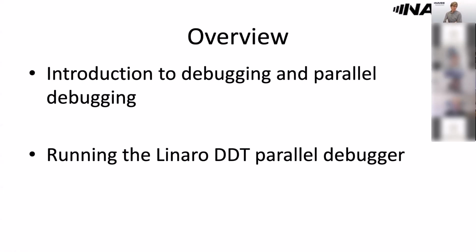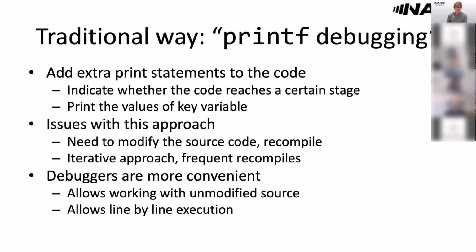So I will start with an introduction to debugging and parallel debugging. And then the second part is running the Linaro DDT parallel debugger. So the traditional way of debugging is commonly referred to as printf debugging. Printf is C, but I mean that in many contexts, in Fortran, in Python, whatever.